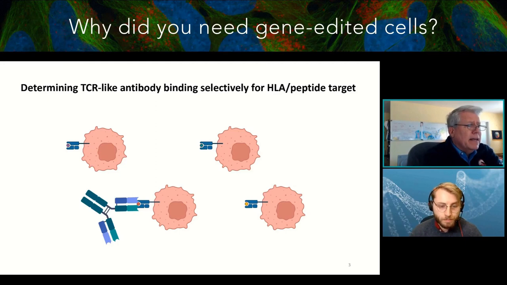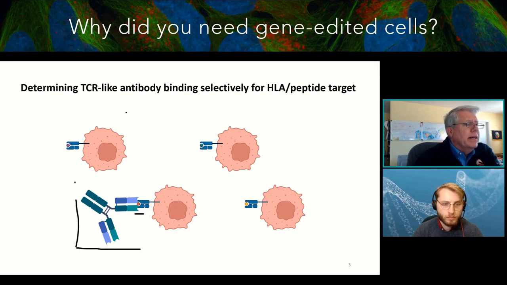So when you make a TCR-like antibody, it's very important to be able to demonstrate conclusively that the binding is highly selective for the HLA or the MHC class 1 molecule with the peptide of interest, okay? And what I'm showing in this slide here is that there are four different cancer cells, but only one of the cancer cells is expressing the correct peptide. This red ball here represents the peptide, and the TCR-like antibody that I'm highlighting here recognizes only that peptide in the context of the MHC class 1 molecule. So this would allow that antibody to recognize the tumor cell.